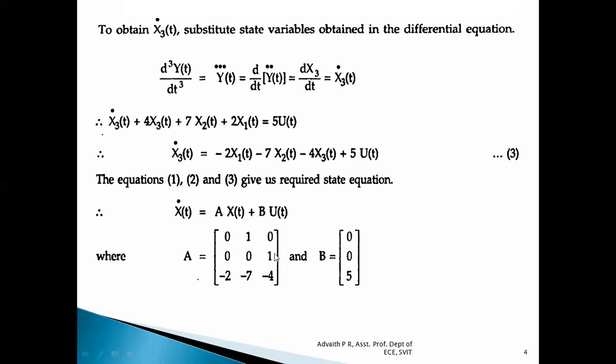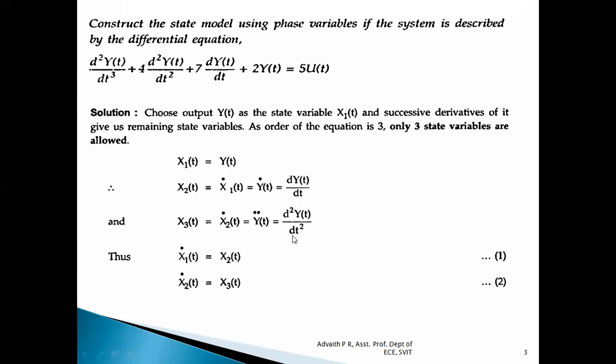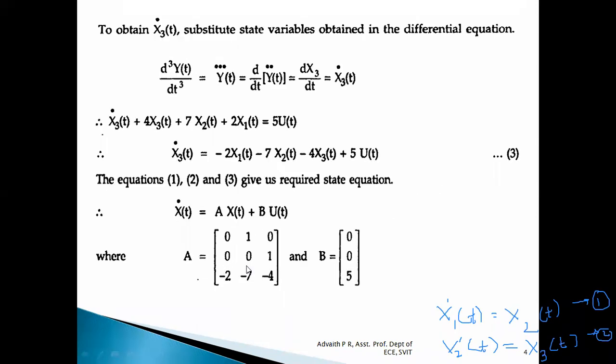So let us write how we exactly get that. We already know the equation. The first equation which we have here is x1 dot of t equals x2 of t. The second equation which we have here is x2 dot of t equals x3 of t. These are the 2 equations which we have, the first equation and the second equation. So using these 3 equations, equation 1, equation 2 and equation 3, let us get the matrix.